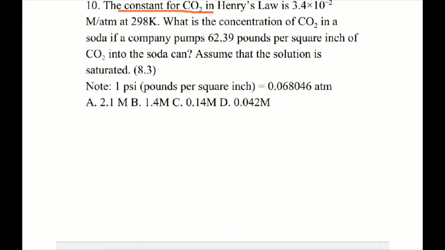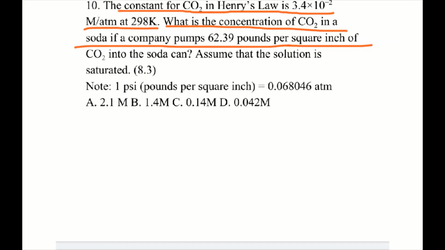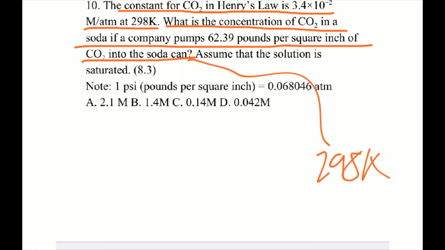The constant for carbon dioxide in Henry's law is 3.4 times 10 to the negative second molar per atm at 298 Kelvin. What is the concentration of carbon dioxide in a soda if a company pumps 62.39 pounds per square inch of carbon dioxide into the soda can, and I'm assuming it's at 298 Kelvin since there's no other indication of temperature? Assume that the solution is saturated.